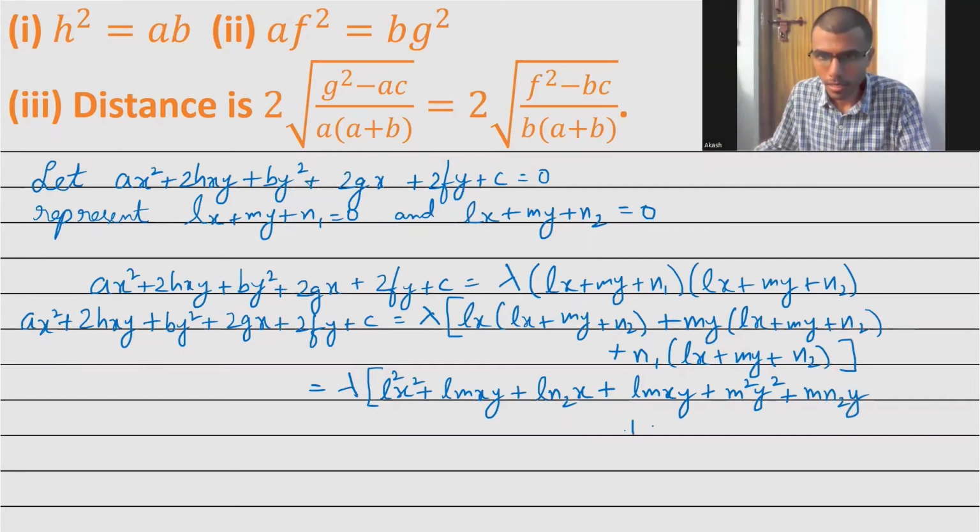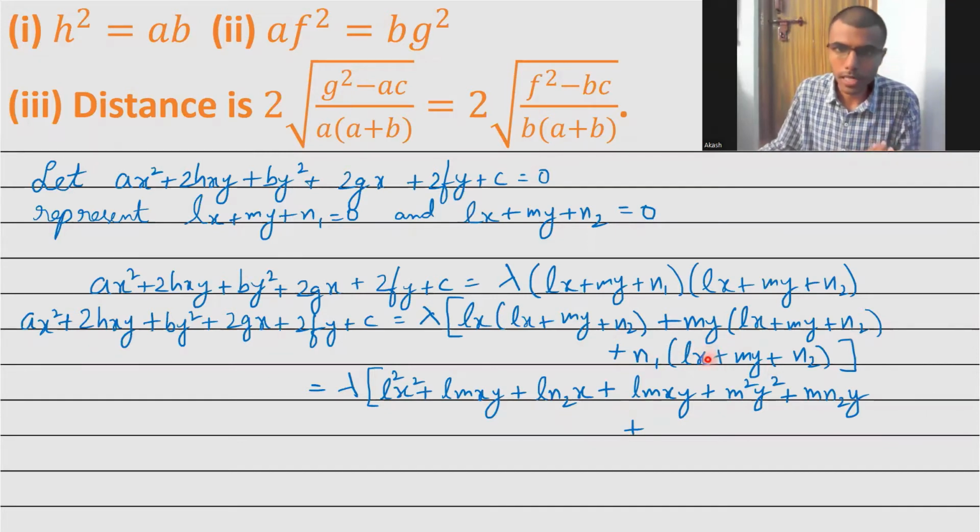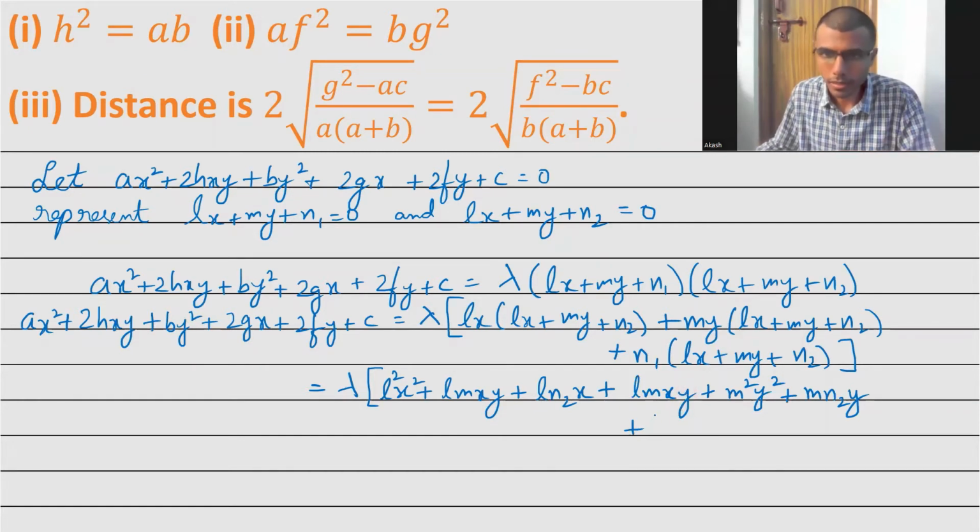Now next, plus n1 into Lx, it's going to be ln1x. I'm writing my constants in the order l, m, n, so that it will be easy to handle whenever there is an order like this. So this should be nothing but ln1x, plus n1 into my, it's going to be mn1y, plus n1 into n2. Now this is nothing but equal to lambda into, let's try to group terms.